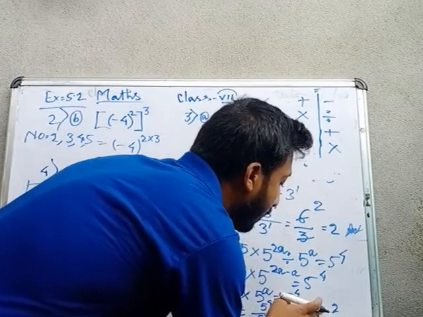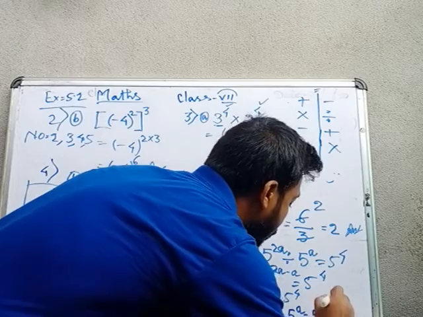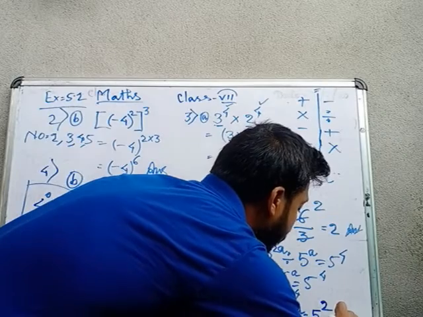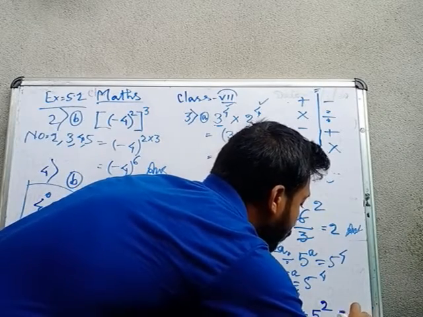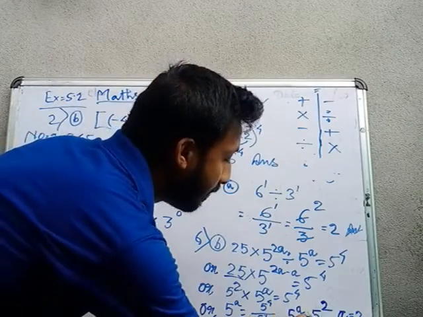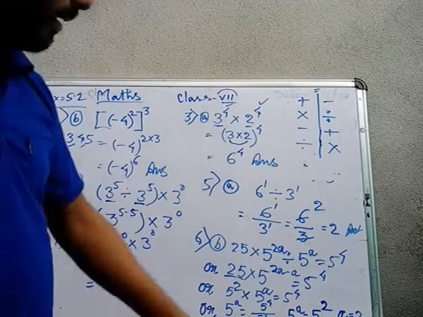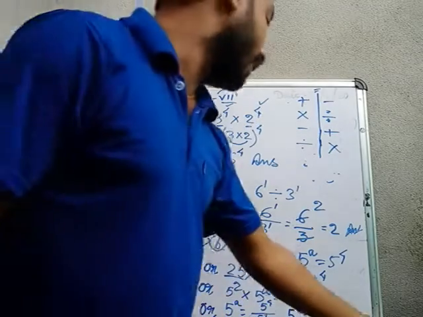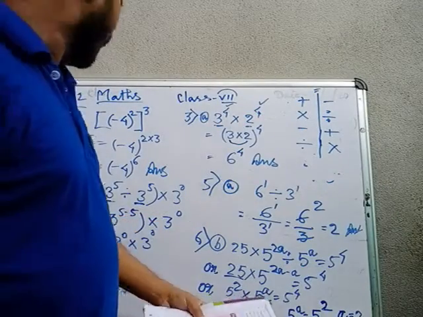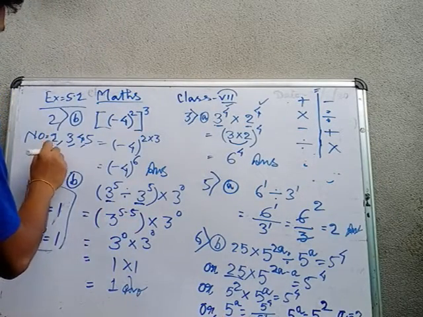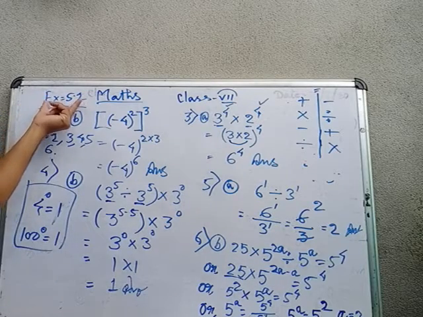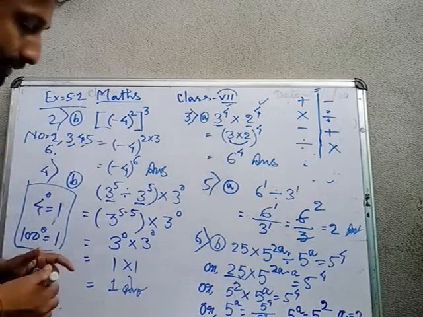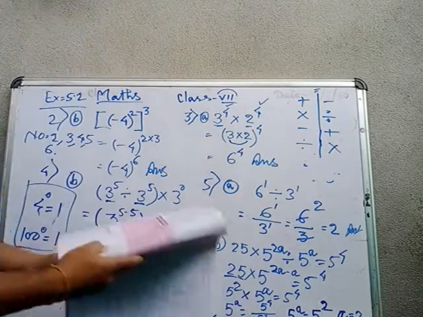Okay. So directly we should write 2 here. That means 5 to the power a equals 5 square. So a equals 2, because the base number is the same. So you should do it yourself. Number 6 is also your homework. From exercise 5.2 you should do numbers 2, 3, 4, 5 and 6 and also 7 as your homework.